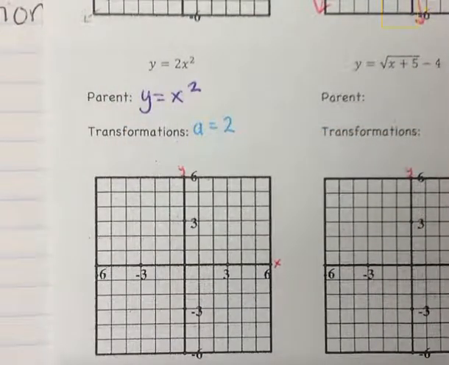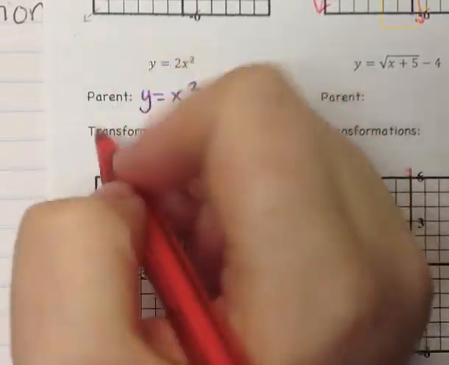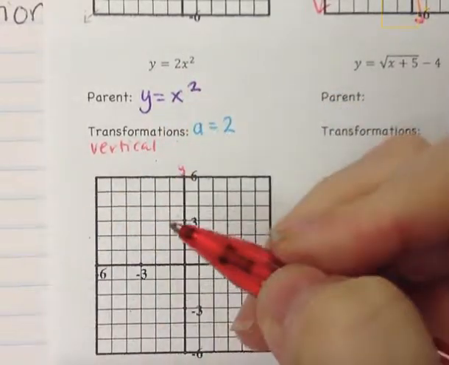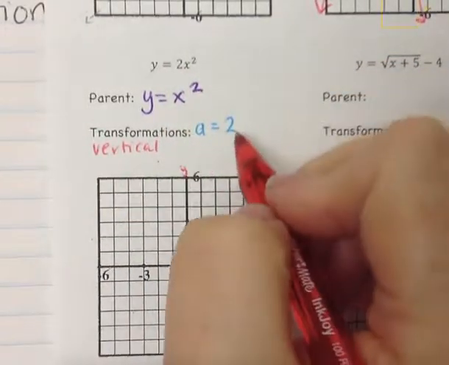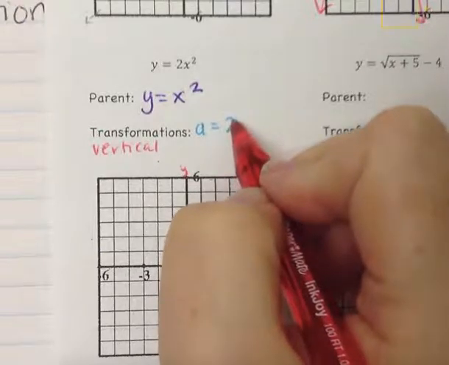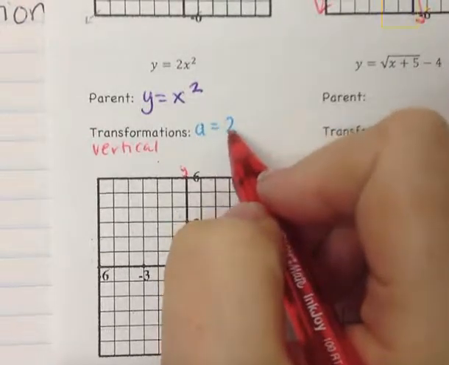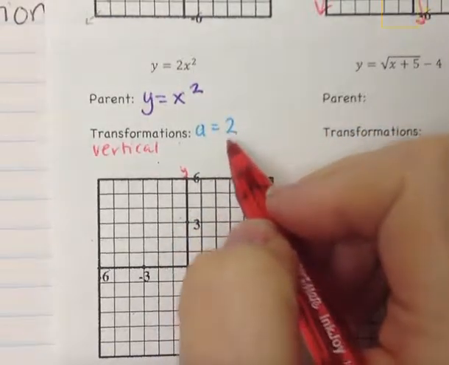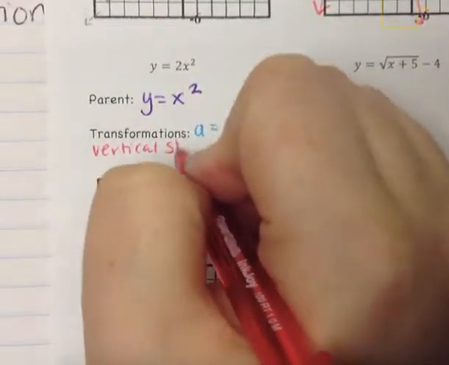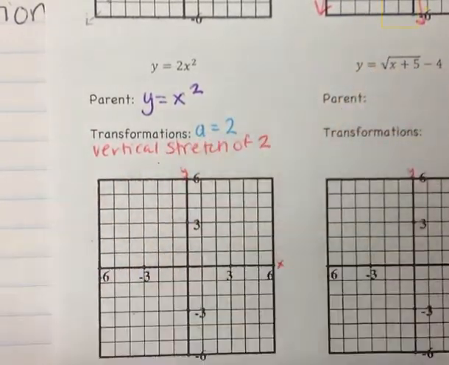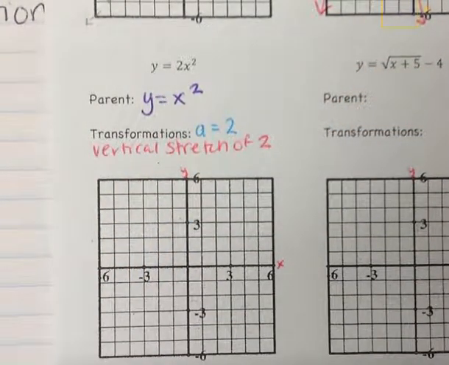That tells us that our transformation is a vertical stretch. It's a vertical because it's affecting the y value of the coordinate, and it's a stretch because this a is bigger than 1. This is a dilation, so it's stretching. It's a vertical stretch of 2 because we're going to multiply our y values by 2.